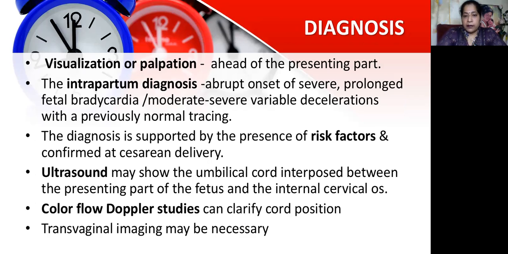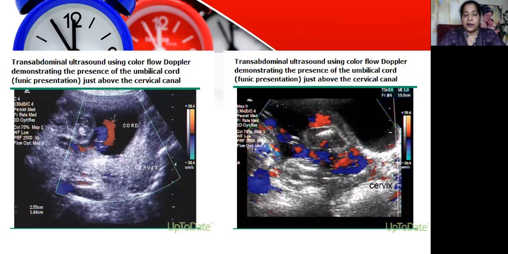An ultrasound may show umbilical cord interposed between the presenting part of the fetus and the internal cervical os. At times, a cord may not be seen so clearly on a simple ultrasound, and color flow Doppler studies may be required to clarify the cord position. Sometimes by a per-abdomen scan, it may not be visible. Then in those cases, a transvaginal scan may be useful. So these are transabdominal scans, showing color flow Doppler demonstrating the presence of umbilical cord just above the cervical canal.